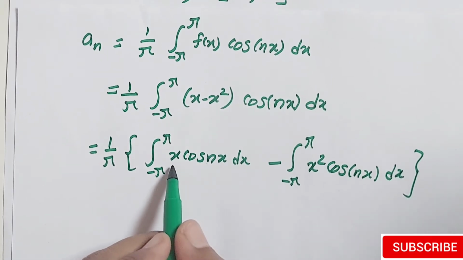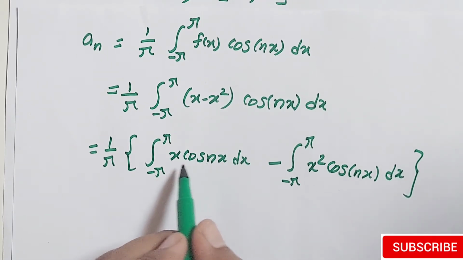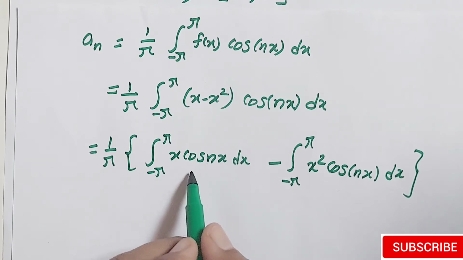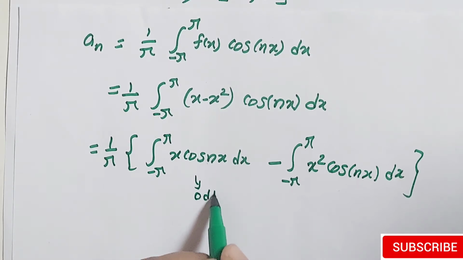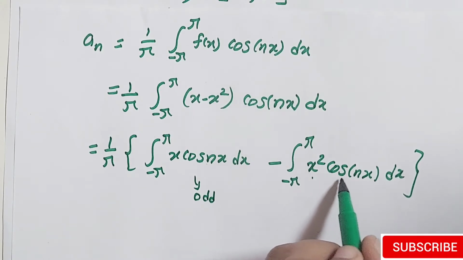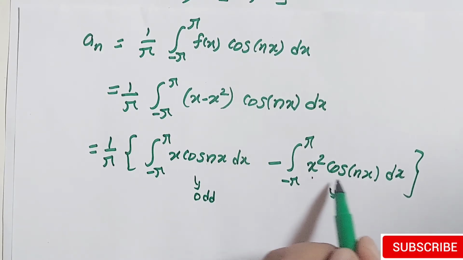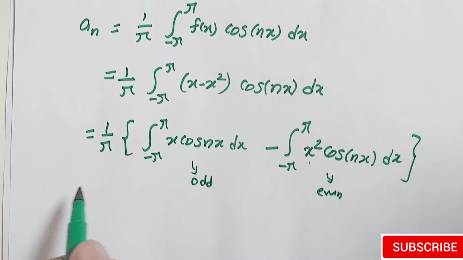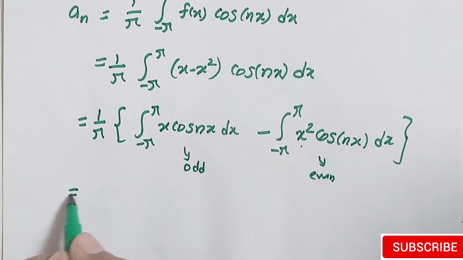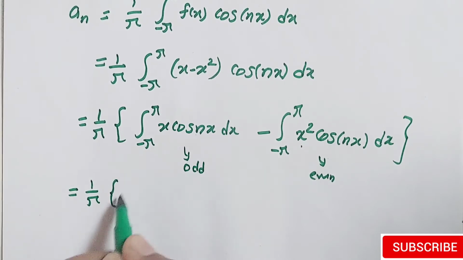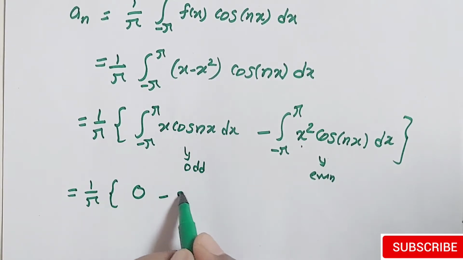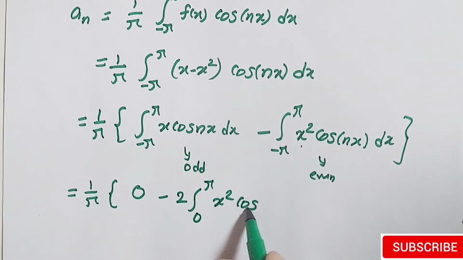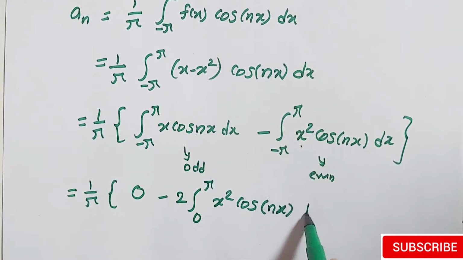Now here x is an odd function, cos is an even function. So odd into even is odd. So this term is an odd function. And here x square is even, cos is even, so this complete product x square cos is even. Therefore, again using the concept of even and odd functions, the integration of the first term is 0, minus the second term, which is twice integral 0 to pi x square cos nx dx.